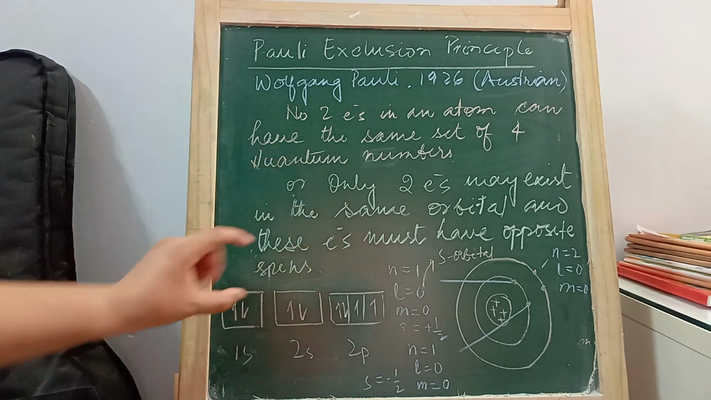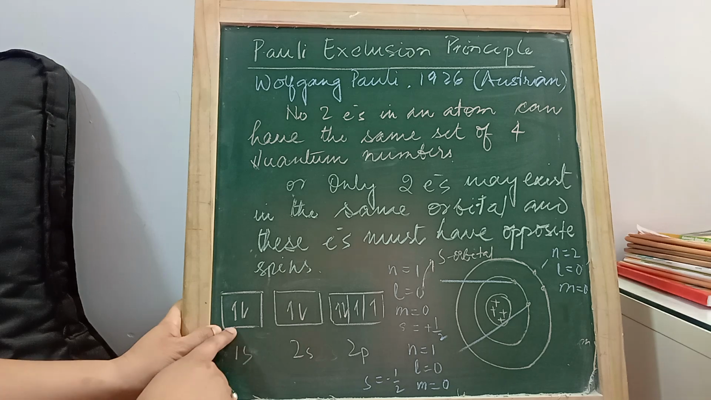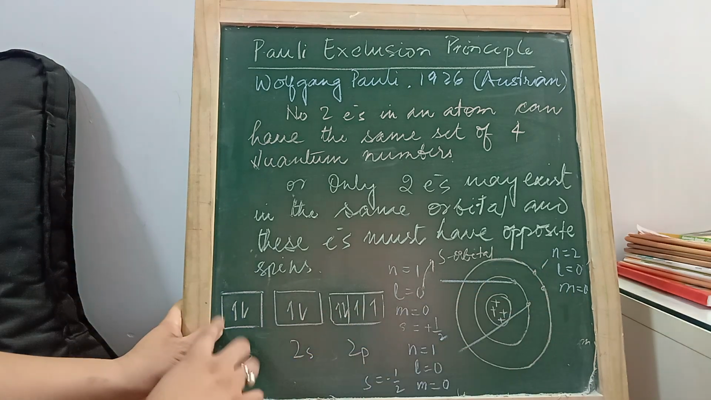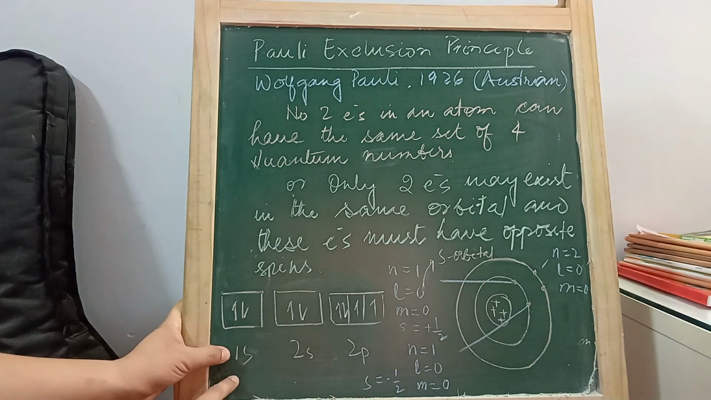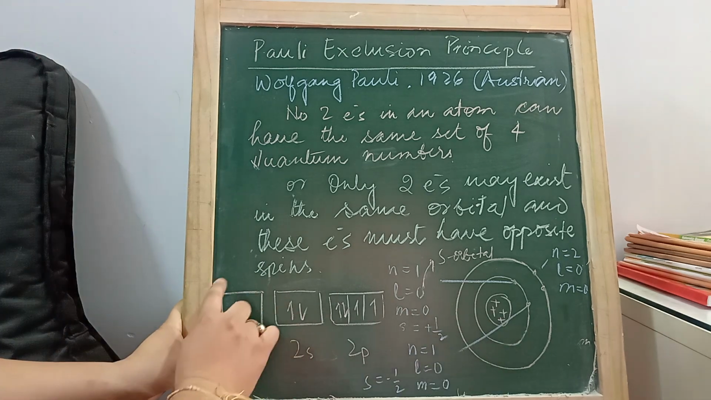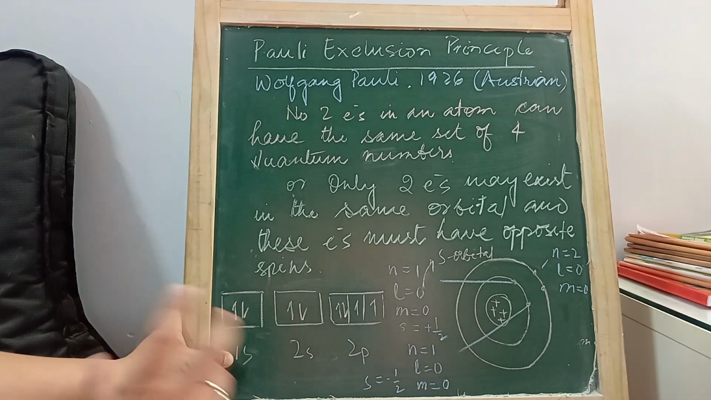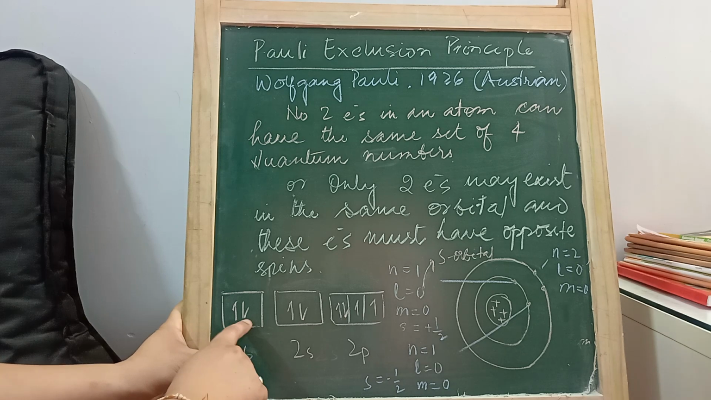Okay, let's try to understand here also. This is a diagram, and it's also represented like this. This is the 1s orbital. I'm drawing just a box, and inside this box are the 2 electrons. 1s. What are the 4 quantum numbers?